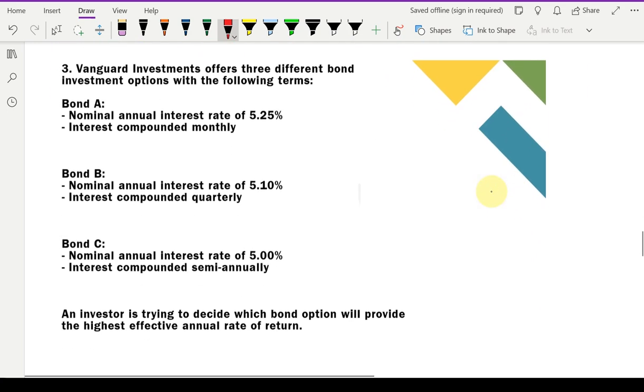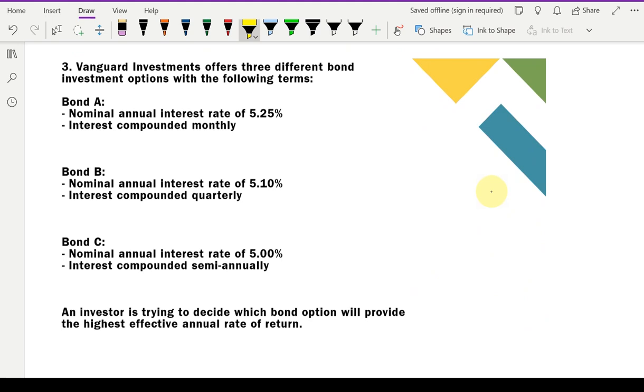Let's keep moving here. So question number 3. Vanguard Investments offers 3 different bond investment options with the following terms. Bond A, nominal annual interest rate of 5%, compounded monthly. Bond B, nominal annual interest rate of 5.1%, compounded quarterly. And Bond C, nominal annual interest rate of 5%, compounded semi-annually. So I just want to pull this out. So we have monthly, quarterly, and semi-annually. And we have our rates here, right? So this should be pretty easy to put into the calculator.